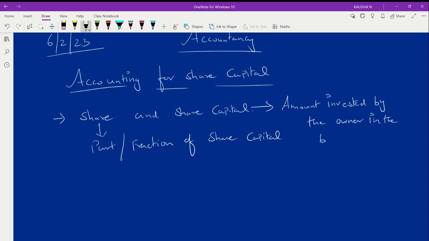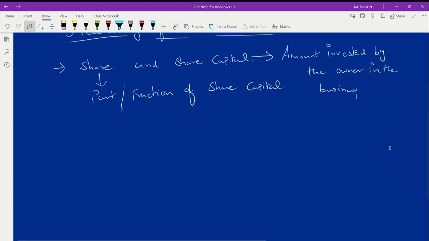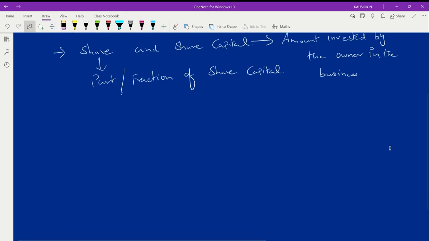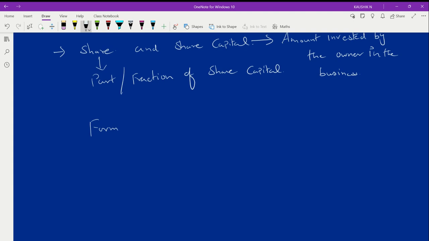You would have learned the different forms of business organization in your 11th standard. Am I right? You would have come across the three important forms of business organization. What are they? In your 11th standard, under the topic of business studies, there's a heading called forms of business organization. So, what are those business organizations?